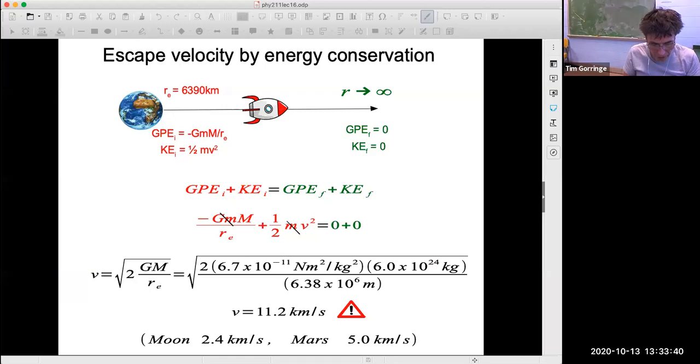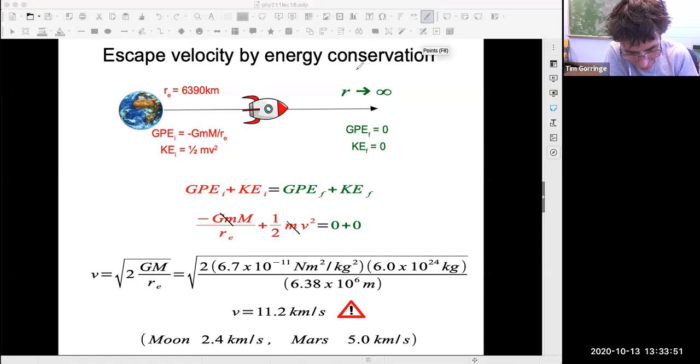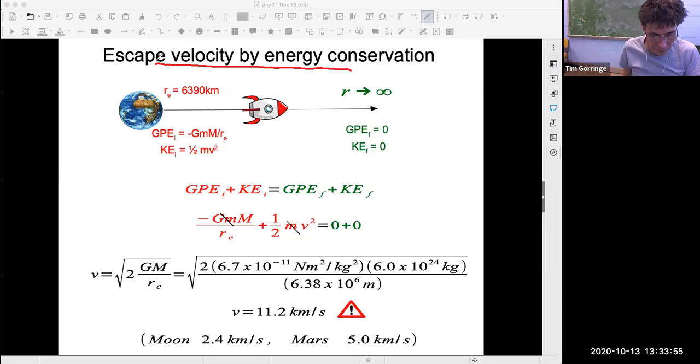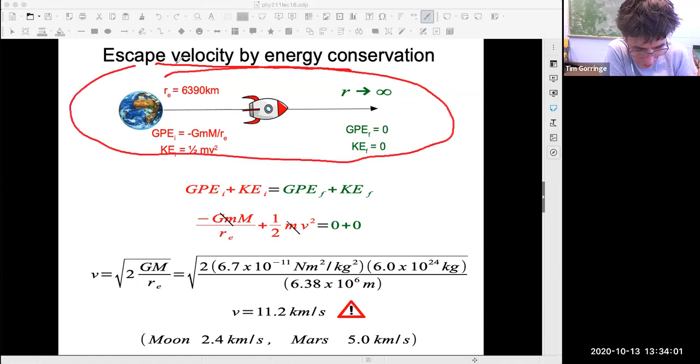Okay. So here's my solution of this. Basically, I'm going to find this escape velocity, as we call it, how we escape from Earth, by energy concepts and energy conservation. And I started with a sketch. The sketch is here, and the sketch is important for this picture.